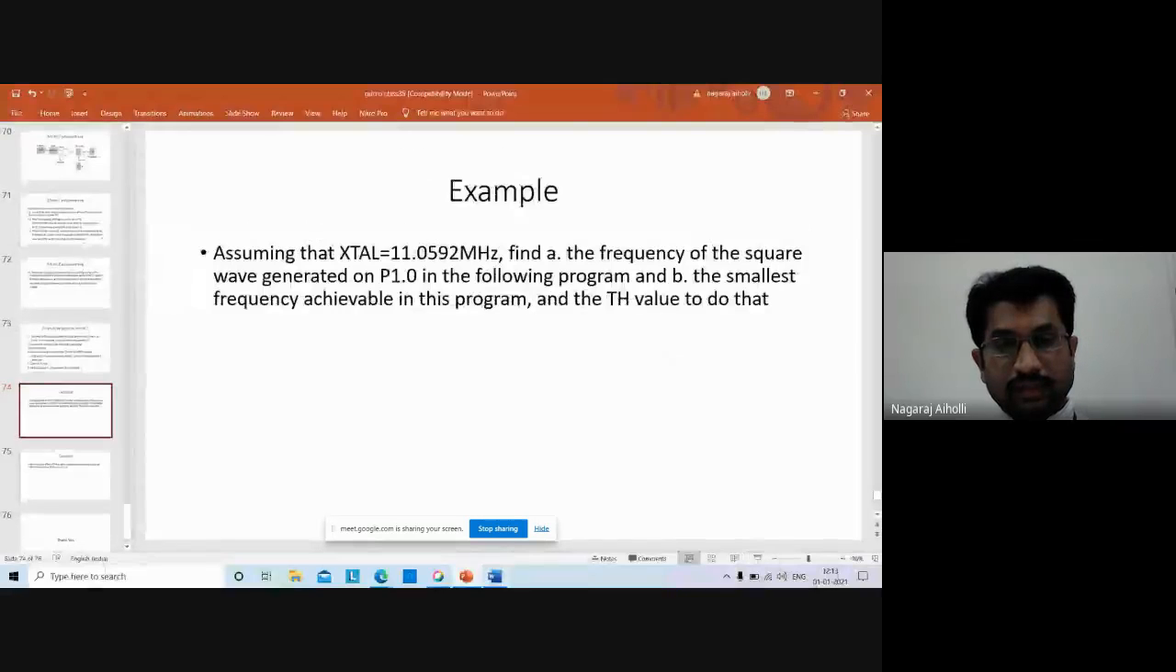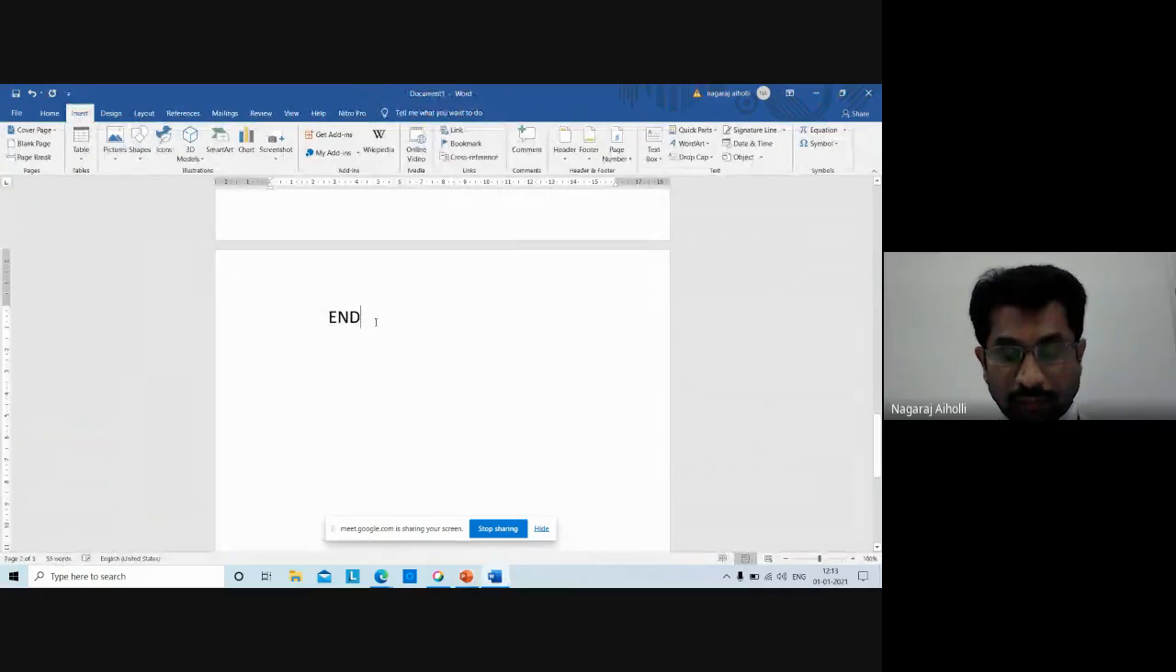So what they are asking: the crystal frequency is 11.0592 megahertz. Find the frequency of the square wave generated on P1.0. They are giving the program, and you have to find the frequency of the square wave. The second part is the smallest frequency that is possible in the program and the TH value that has to be loaded to achieve it. How much is the smallest frequency, and what TH value should we load to obtain it? That we have to find. Take down this program quickly.